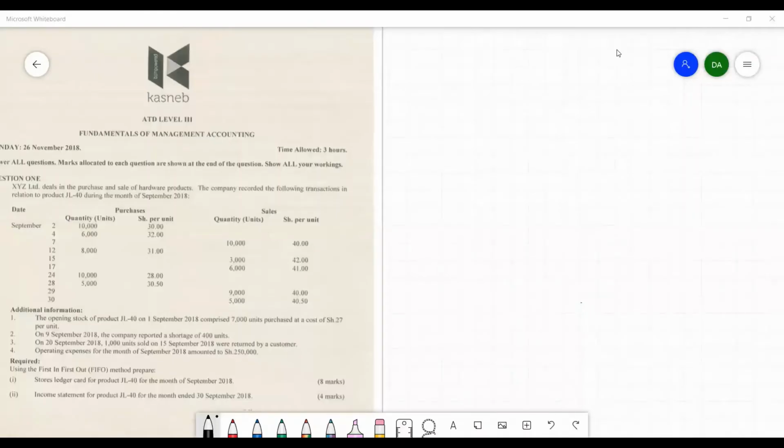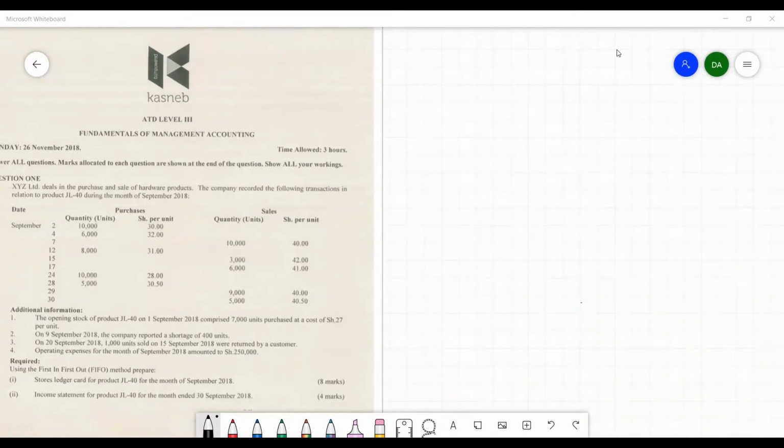This question is testing the preparation of stores ledger card. And the question is from ATD level 3. It reads as follows. XYZ Limited deals in purchases and sales of hardware products. The company recorded the following transactions in relation to product JL40 during the month of September 2018.